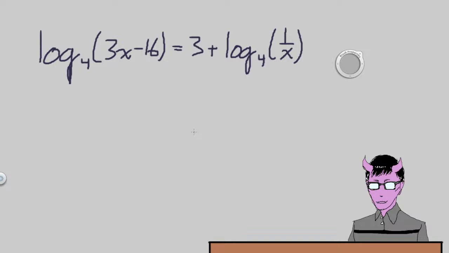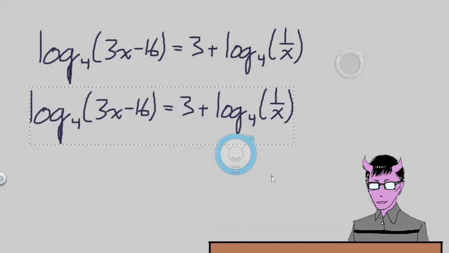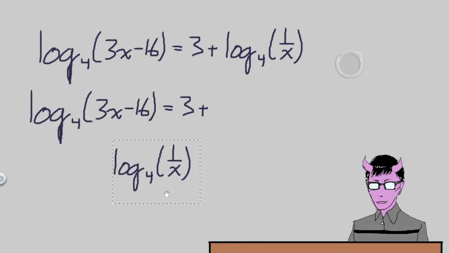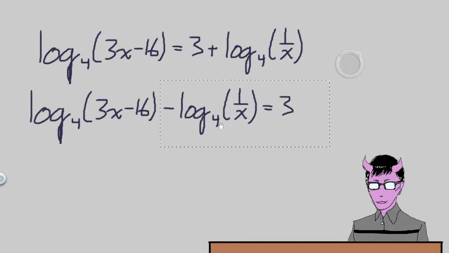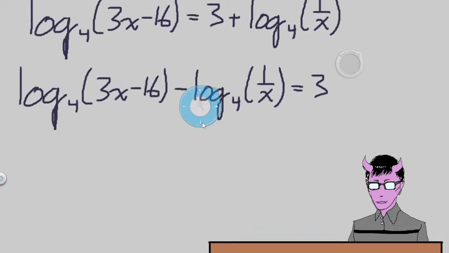Alright, now we have this particular problem right here. This is log base 4, this is log base 4, this is just a constant. So let's get the two log base 4s together by moving this over to the other side. Let us copy paste. And again, we're moving this by subtracting it from both sides, so the sign changes from a positive to a negative. And let's make some room.